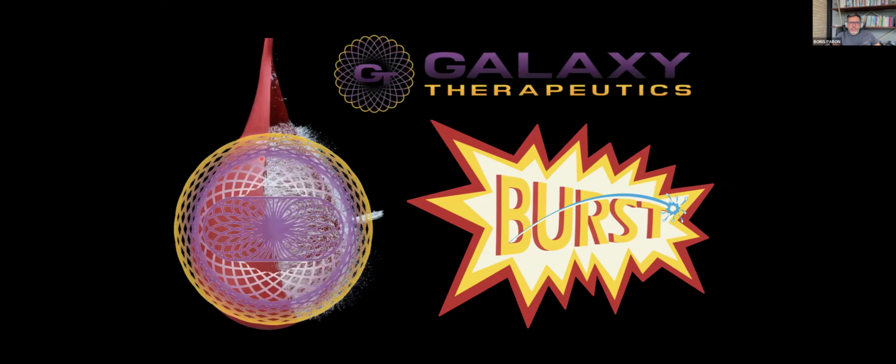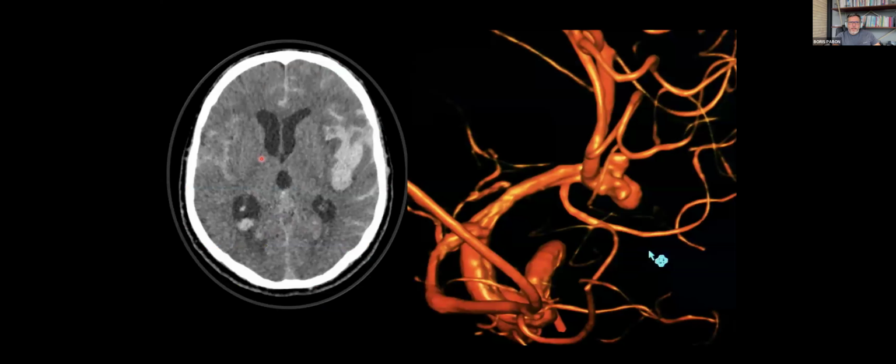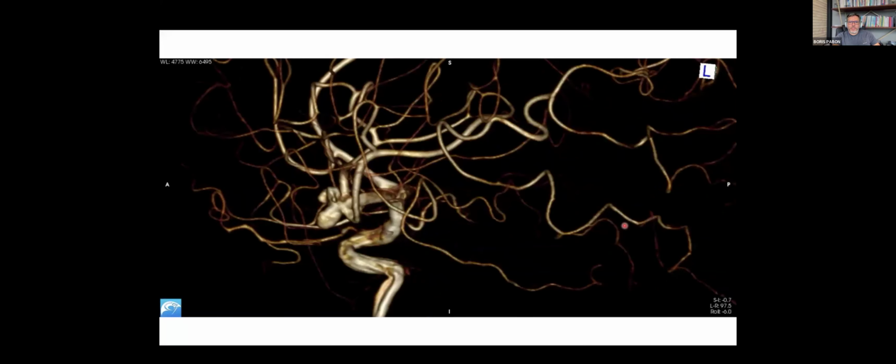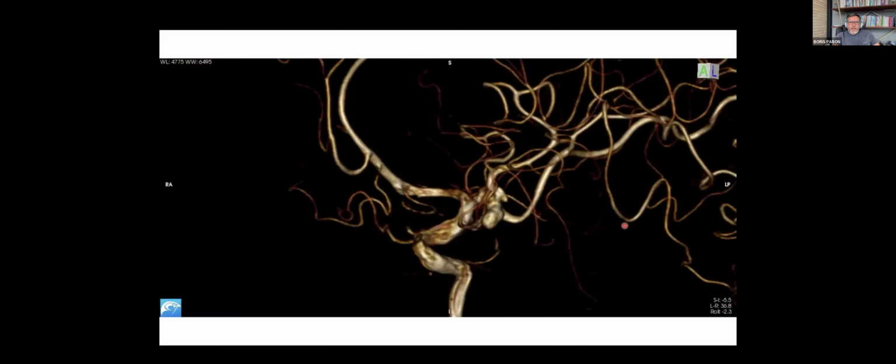This is a bleeding case where we initially decided to use this technology. It was a very early stage in our experience. It was a left MCA aneurysm, trilobulated. As you may see here, it's a very ugly aneurysm, multilobulated. As you may see here, all the components of this aneurysm.